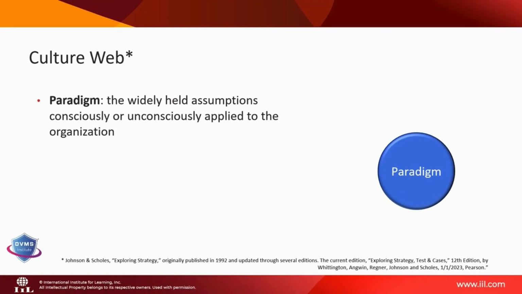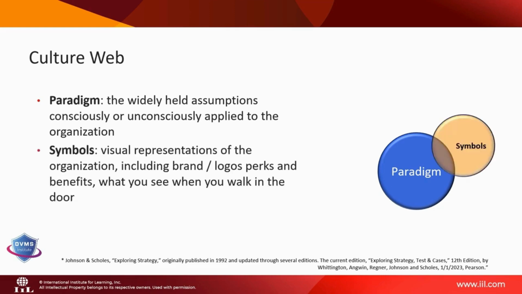And to deal with that, we deal with something that we adopt from Johnson and Scholes called the culture web, which starts with this idea of a paradigm, which are the widely held assumptions, conscious or unconscious, knowing or unknowing, that the people within the organization and externally who work with it apply to the organization. Then we have the symbols, the visual representations of the organization, including brand logos, paint jobs, and everything else.